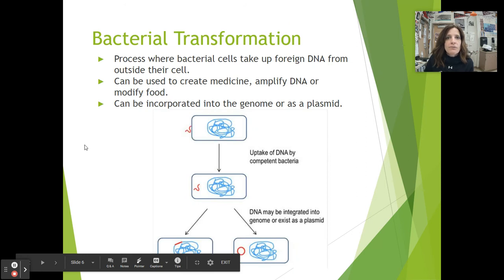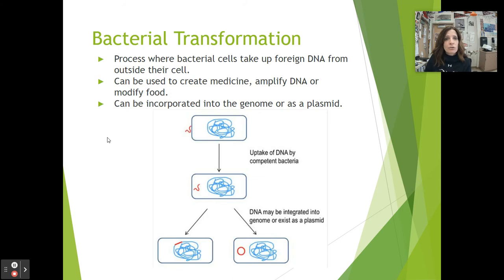Another type of genetic technology and engineering is called bacterial transformation, which we're actually going to do in class. We are going to have some bacterial cells, E. coli, and we're going to get them to take up a foreign DNA that's going to make them antibiotic resistant and also glow in the dark.